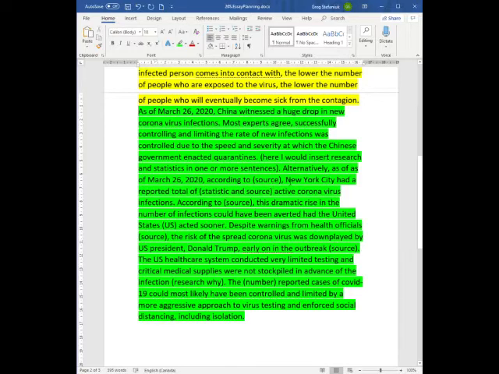Alternatively, as of March 26, 2020, according to, here's my source again, New York City had a reported total of how many active coronavirus infections. According to the source, this dramatic rise in the number of infections could have been averted had the United States, US, acted sooner.